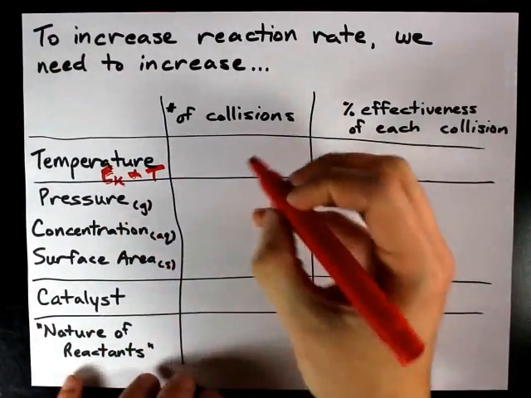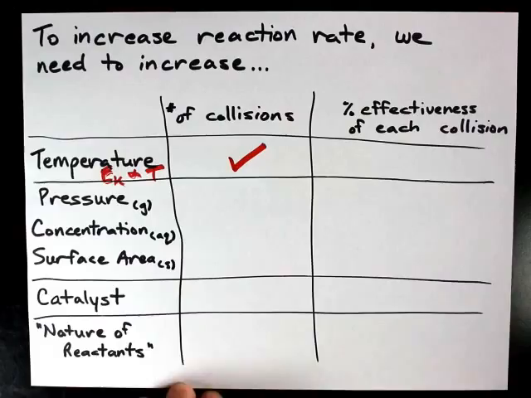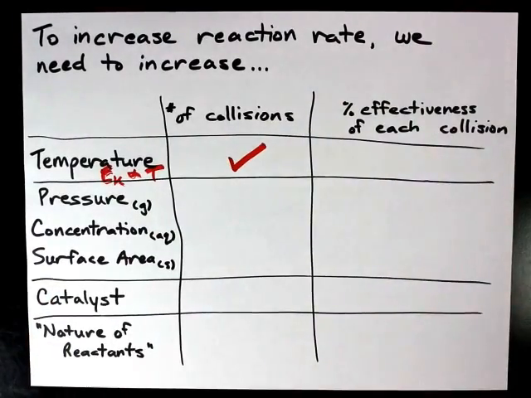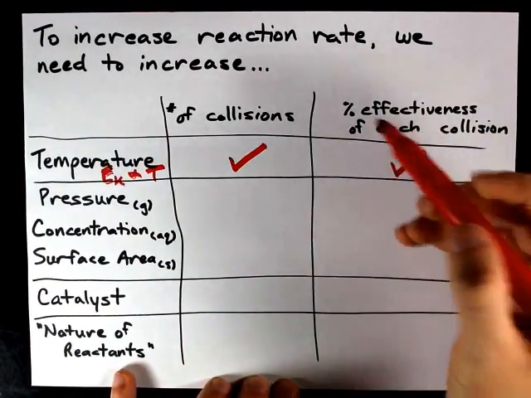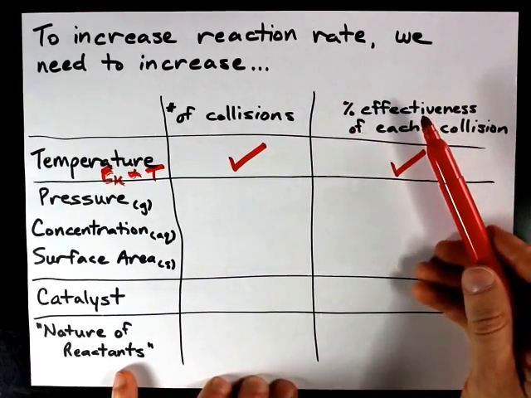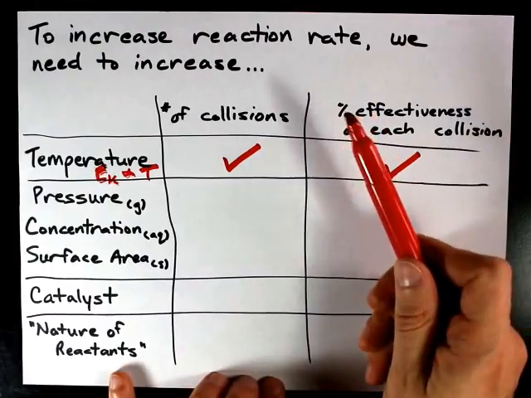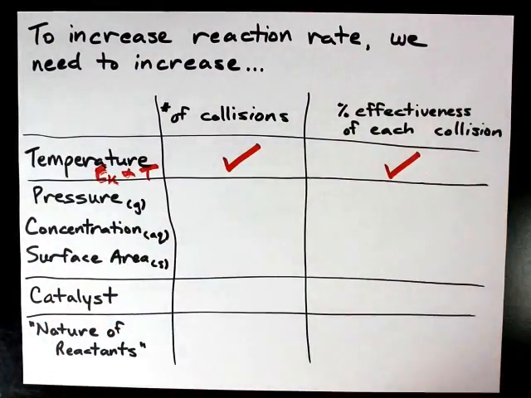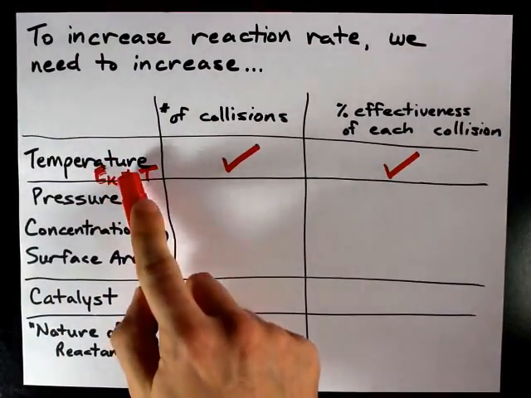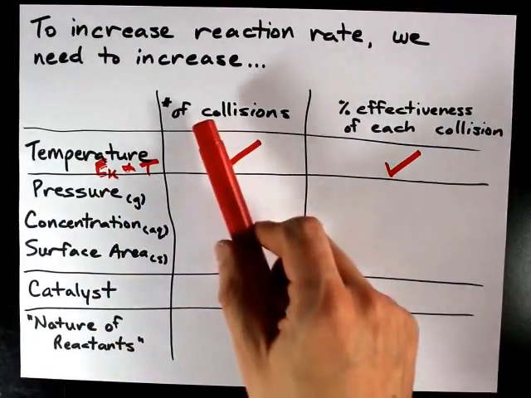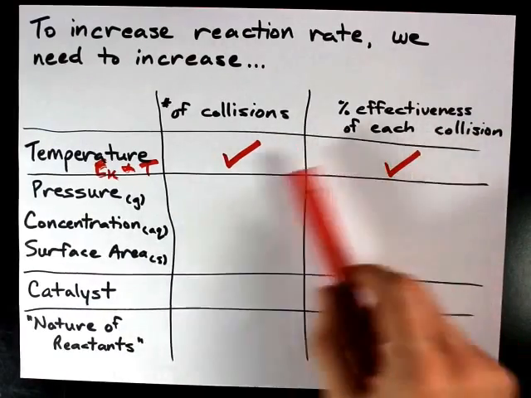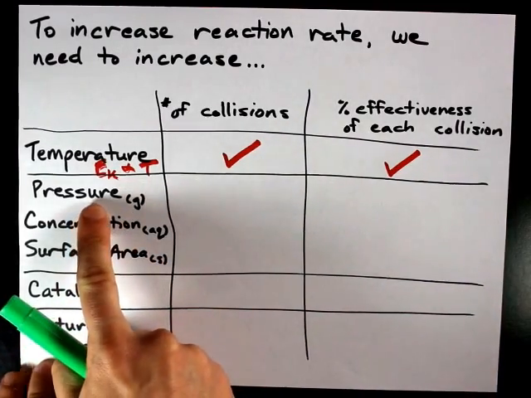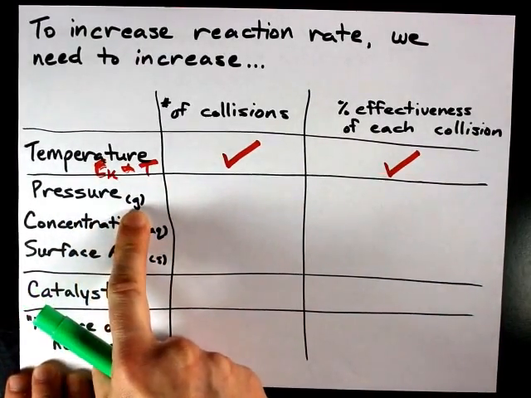Because they're moving faster, temperature increases the number of collisions that happen within your sample. And because each molecule has more energy than it did before, each collision is going to be, on a relative basis, more effective than they were at a lower temperature. You have a higher percent chance that the molecules colliding have enough energy to get over the activation energy barrier. Temperature is the only thing I've listed here that affects the rate of reaction in two different ways: number of collisions and percent effectiveness. Now, pressure, that's increasing the number of molecules per liter of gas.